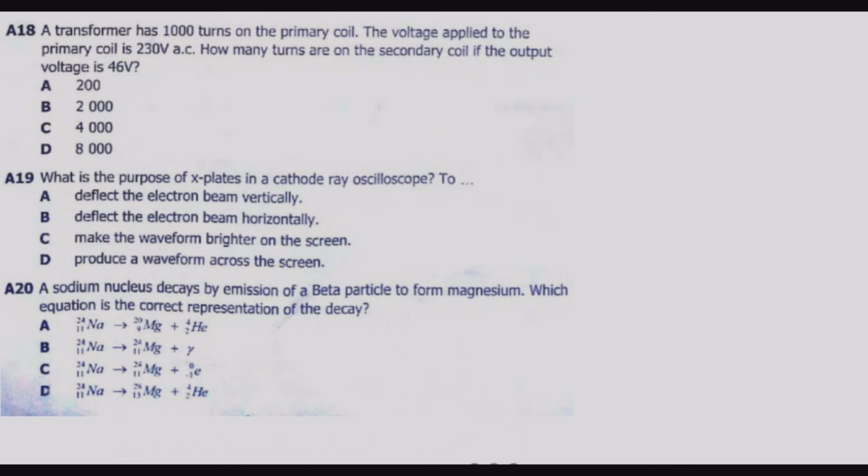We look at number 18. A transformer has 1000 turns on the primary core. The voltage applied to the primary core is 230 volts AC. How many turns are on the secondary core if the output voltage is 46 volts? So again, in this case, we use this formula. The number of turns in the primary over the voltage in the primary is equal to the number of turns in the secondary over the voltage in the secondary. So the primary has 1000 turns.